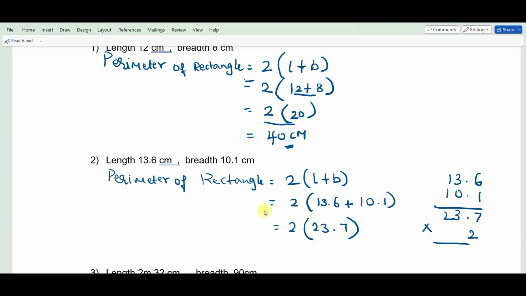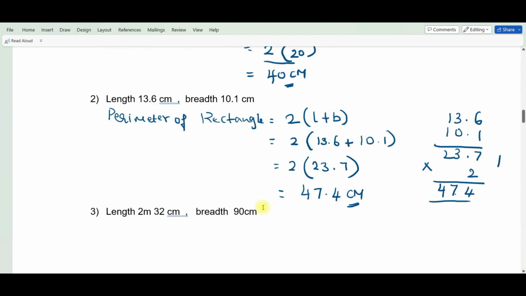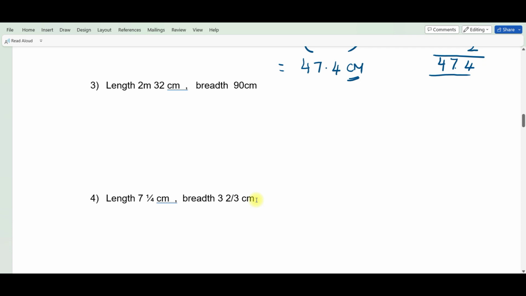So if I multiply 2, I get 2 7 times is 14, 1 carry, and 2 3 times is 6 plus 1 is 7, and 2 2s are 4, and I have a decimal point here. So this is how you write, that is 47.4 centimeter. So this is the answer for the decimal, if you have decimal points, and this is how you can solve the perimeter of a rectangle.